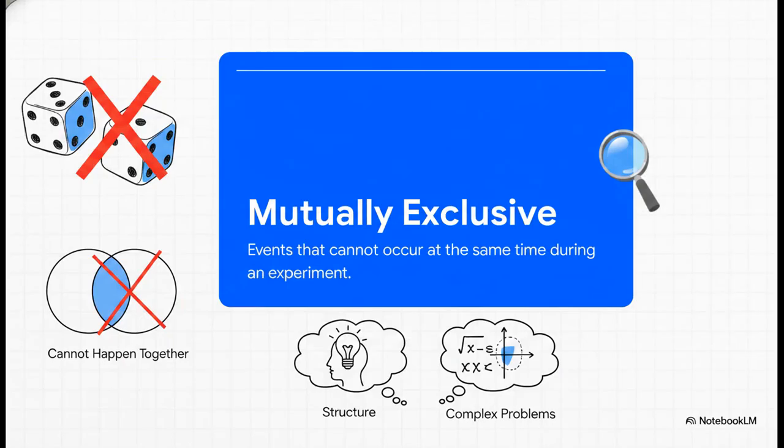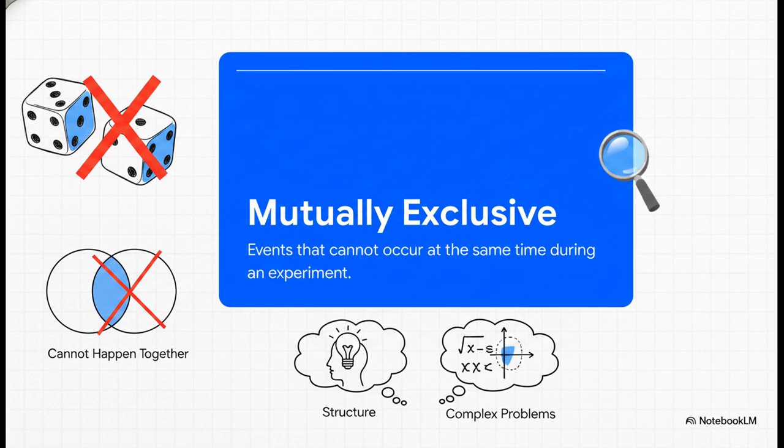Right, let's lock in one more secondary foundational rule before we start calculating the fun stuff: mutually exclusive events. These are events that absolutely cannot occur at the same time during an experiment. You can't roll a die and get a 2 and a 5 simultaneously on the exact same face. Taking a brief moment to firmly establish these boundaries gives our brains the structure we need to solve much more complex problems.